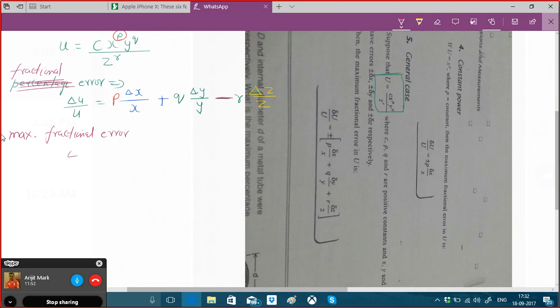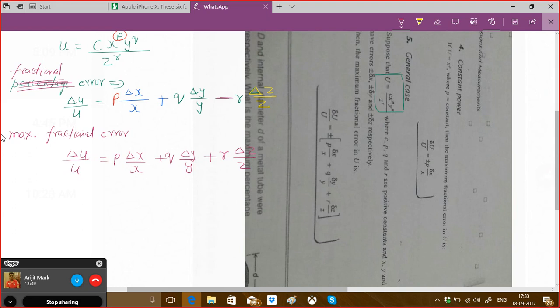Then it will be del u by u equals P del x by x plus Q del y by y plus R del z by z. Clear? Yes, that's clear. Always it will be positive, beta. I will never change my mind, never change my face. That means whatever I am writing here, it will always be positive.